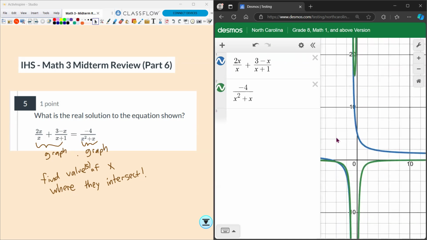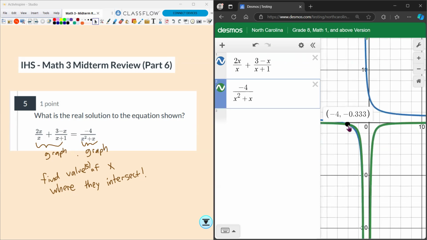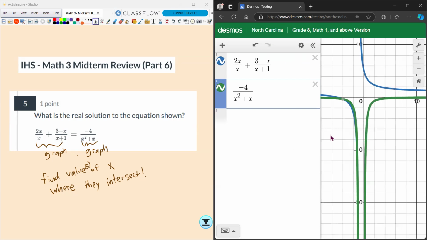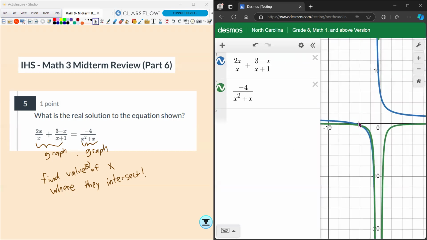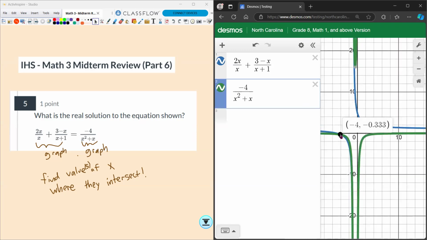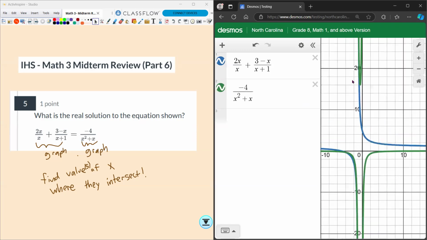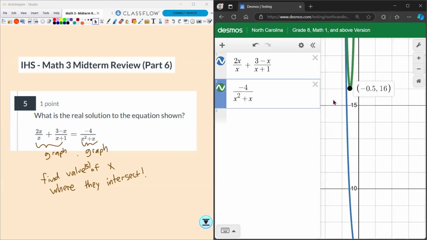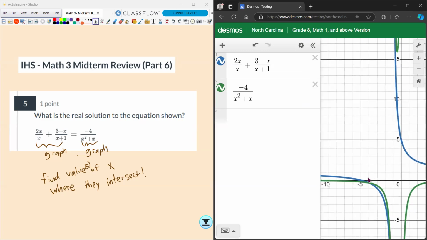Looks like I see one point there at -4. Not seeing any other ones. And generally, they don't get really far out like that. So if you don't see them within a reasonable frame of a window, then you probably got all your solutions. So I don't see any up here. This is not a solution because you can see that's not where they intersect. That's just the bottom of that graph. So -4 should be your answer.